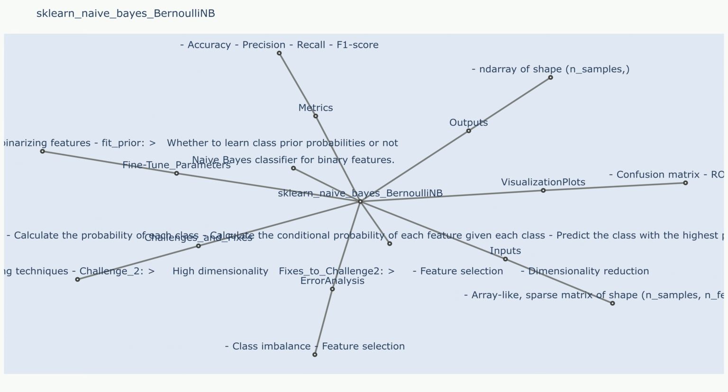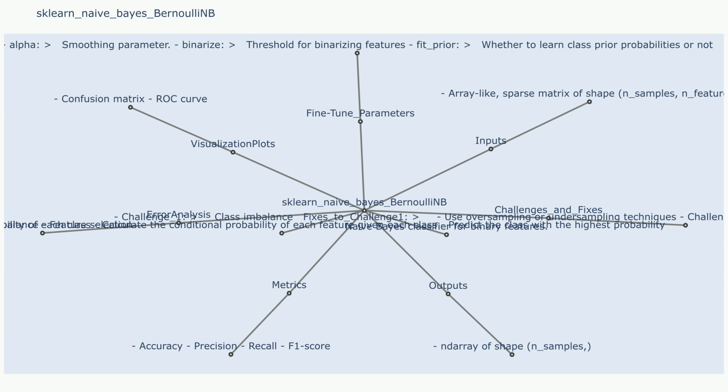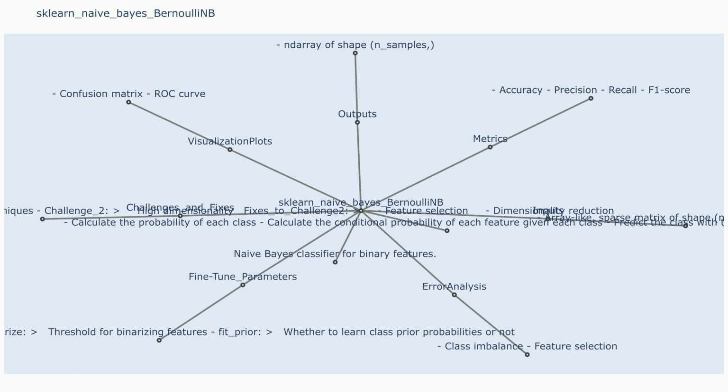Fixes to Challenge 1. Increase the smoothing parameter alpha to reduce the impact of 0 probabilities. Use feature selection techniques to remove irrelevant features and reduce data sparsity. Consider alternative naive Bayes models like MultinomialNB, which are better suited for handling sparse data.